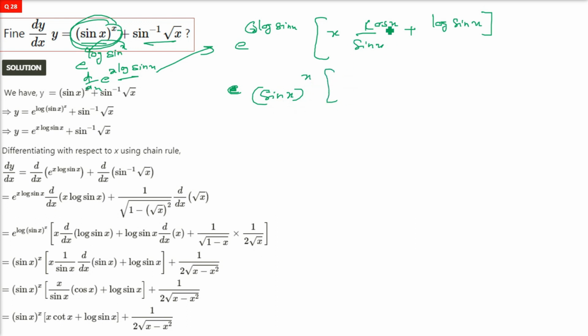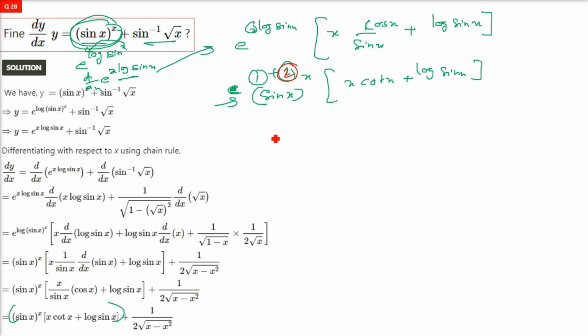Now x, cos x by sin x is what? It is cot x. So this is x cot x. And you have log sin x here. This is your first part. First part is already done. What about the second part? Sin inverse under root x. I am doing it with a different color. This you have to add to the first part.